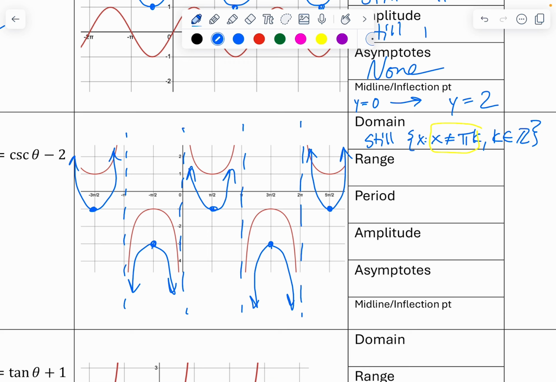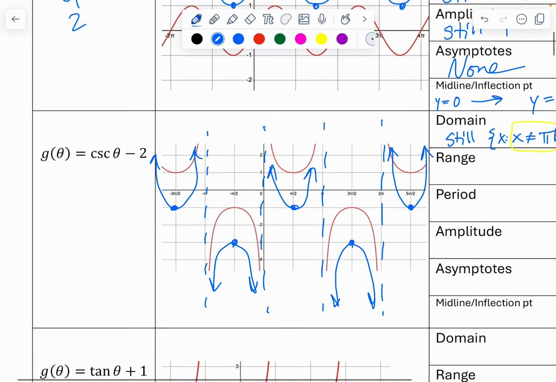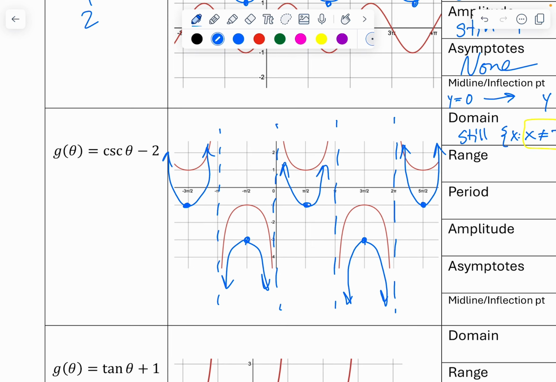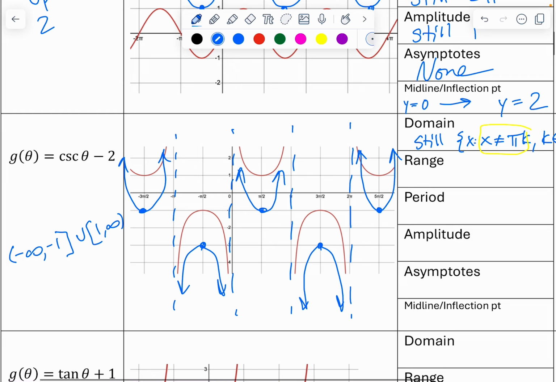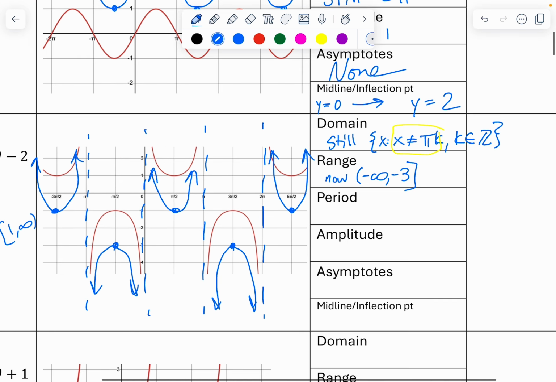Okay, so my range, what happened? Well, my range used to be, this is the one where we mind the gap, -infinity to -1, and then we'd pick it up and go from 1 to infinity. But everything shifted down 2 units, so it's now -infinity to -3, and then we pick it up again and go from -1 to infinity. My period did not change, so it's still 2 pi.